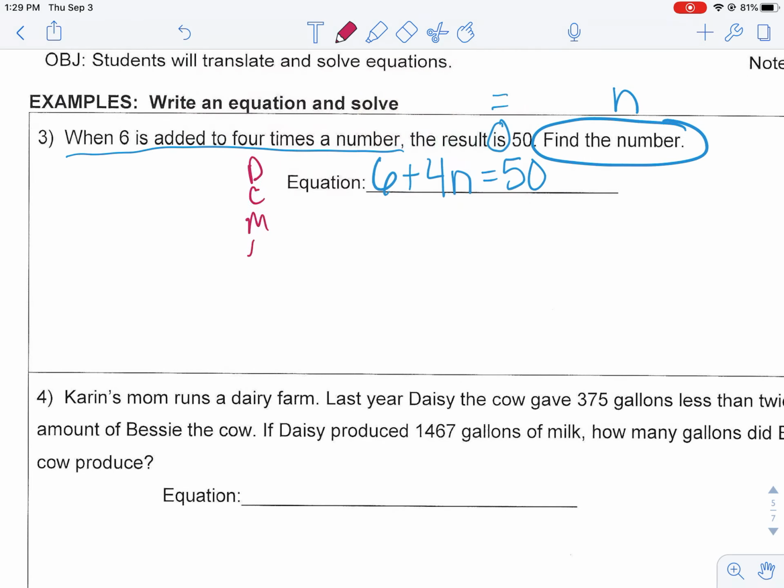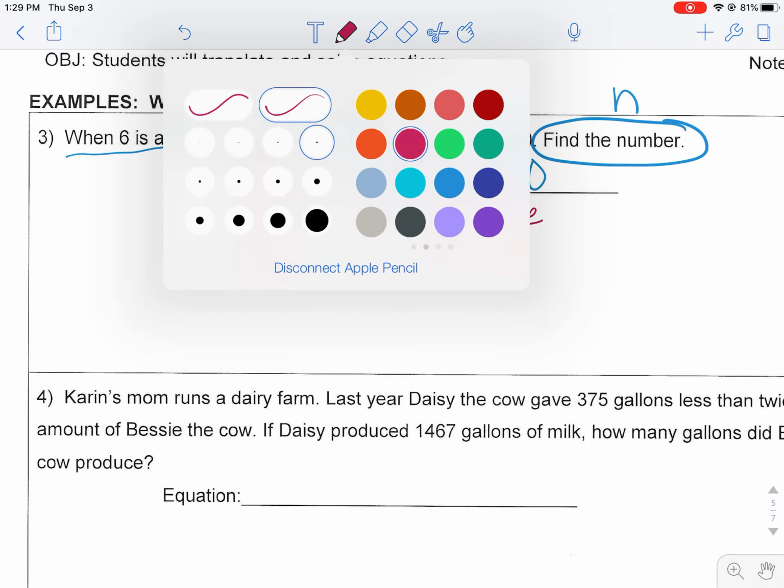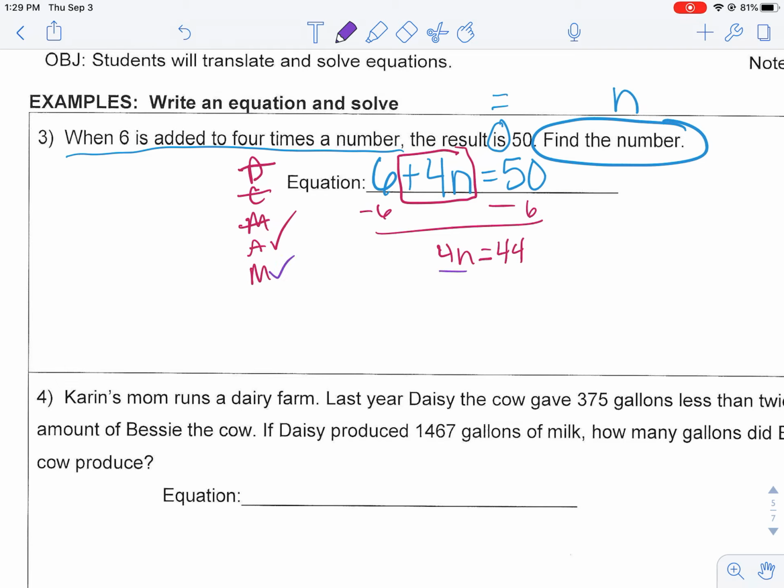From here, we use Don't Call Me After Midnight to solve. So no distributing, no combining like terms. We only have n's on one side. So we move 6 to the other side, and we have 4n equals 44. And then we finish by dividing everything by 4. So n really equals 11.